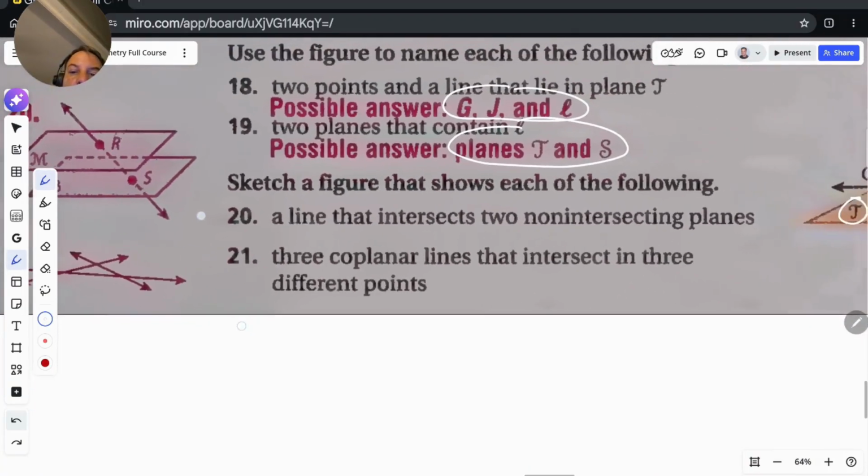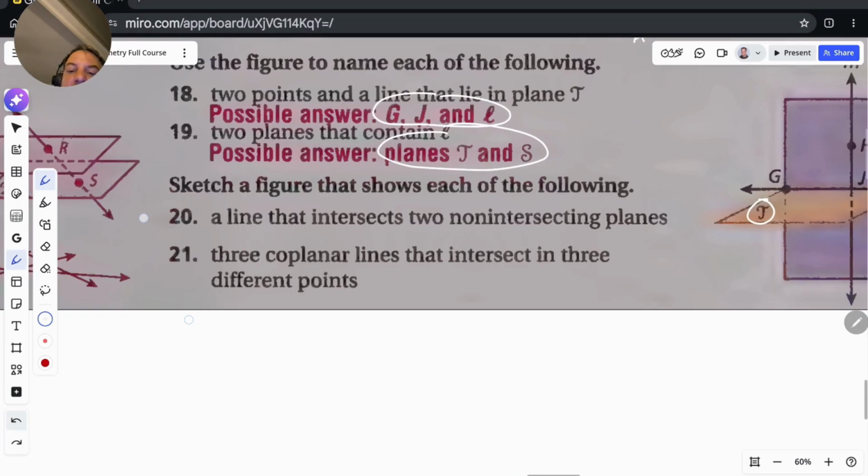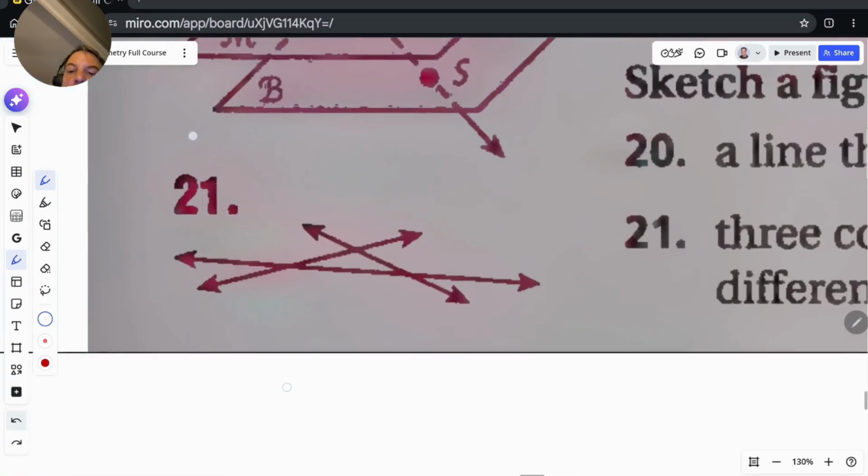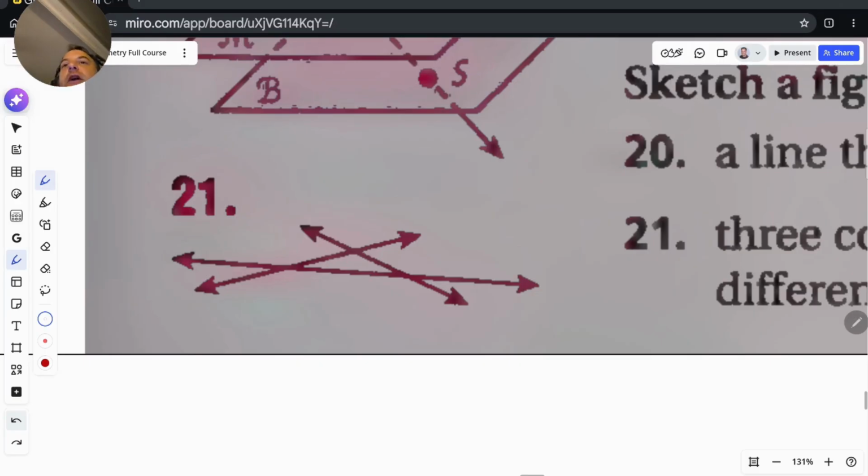And 21, three coplanar lines that intersect in 3 different points. Let's take a look at our figure for 21. So here we want 3 lines drawn so that each pair crosses at a different spot, like the 3 sides of a triangle, but they'll be extended into full lines with arrows on the ends. So we'll draw a parallelogram, the plane. Inside the plane, we draw those 3 straight lines that cross each other. So each pair of lines meets in a different spot. And we can mark the 3 intersection points with circles if we'd like.